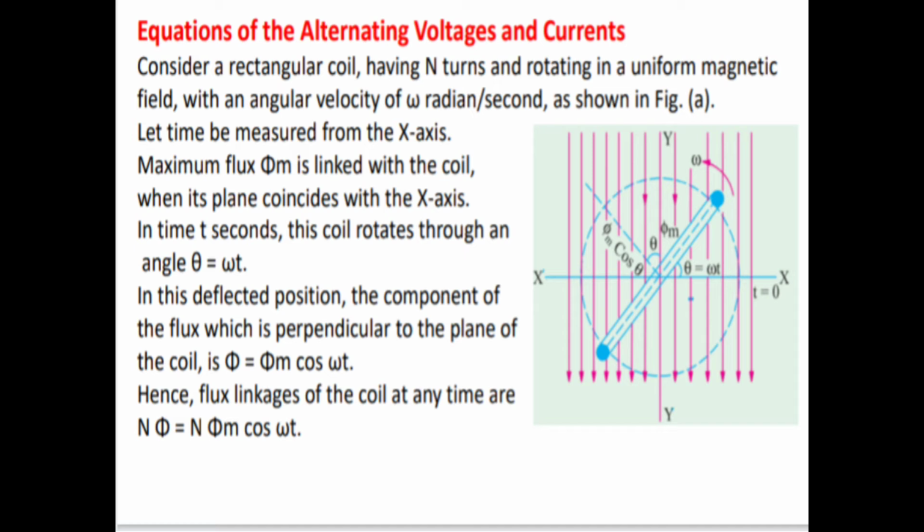Consider a rectangular coil having n turns and rotating in a uniform magnetic field with an angular velocity of omega radian per second, as shown in the figure. Let us understand this with the help of the diagram. Here we will see how to find the equation of alternating voltage and current. First of all, we take a coil A and B. This is the coil A and B and these are the magnetic field.